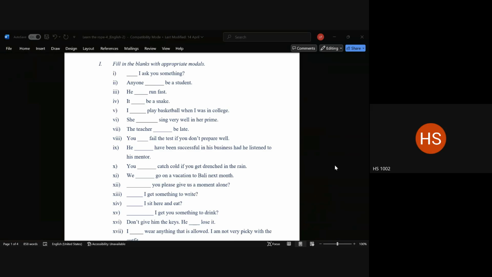Okay, the one after that, 14th. Dash I sit here and eat. Can. Then may. Yes. Could. Right, could also comes in. And then should. Should I sit here? No. Should may not fit well meaningfully there. Can, may, could. I think these three should be the appropriate ones.